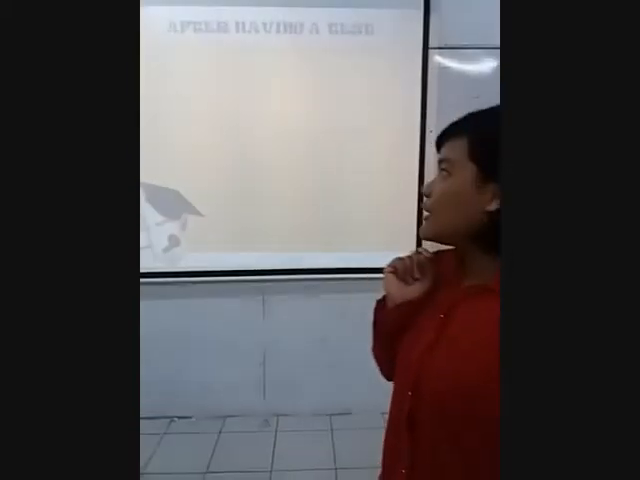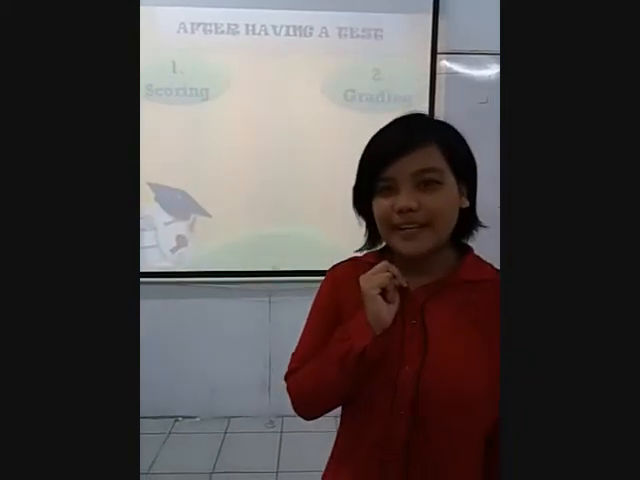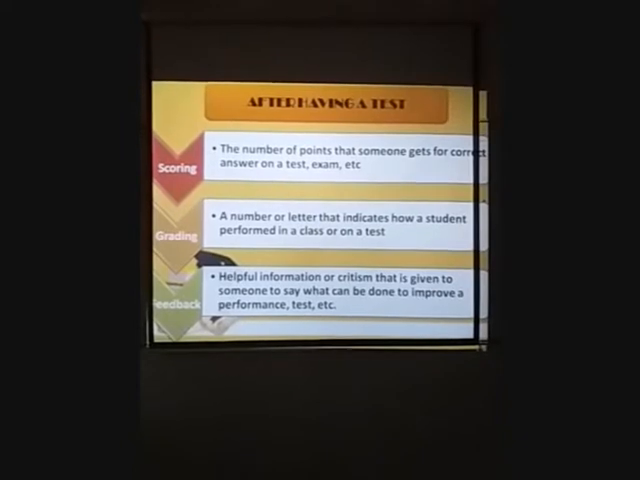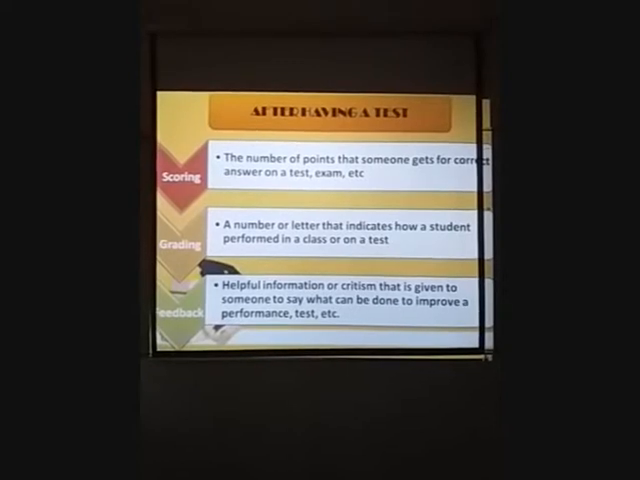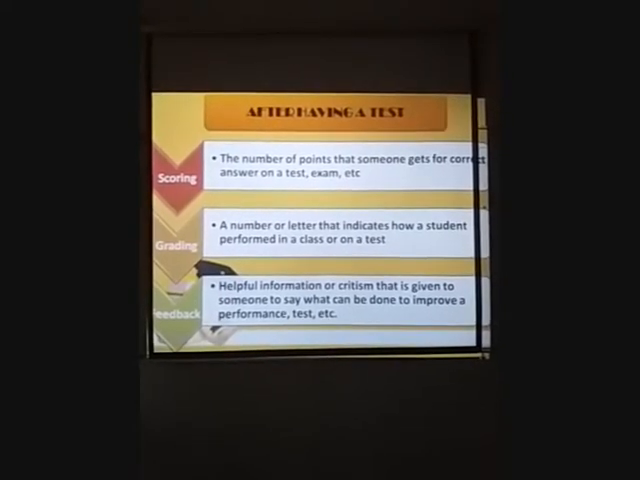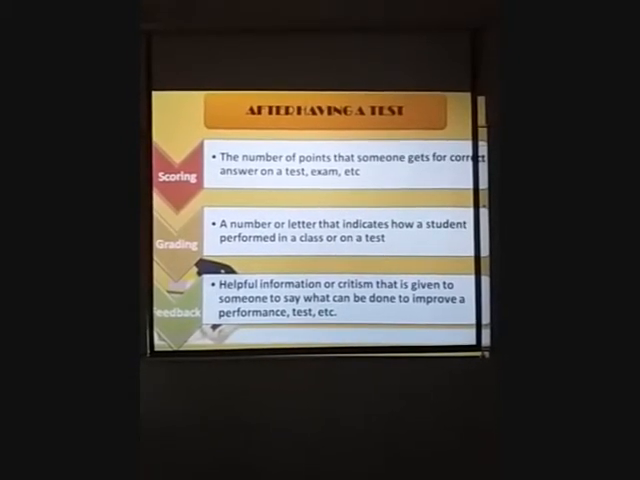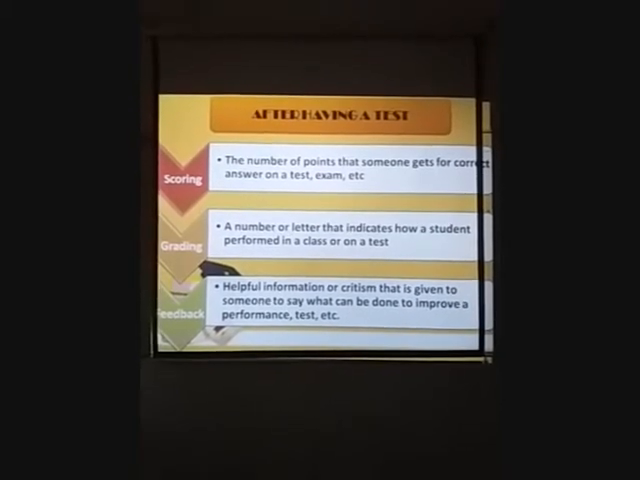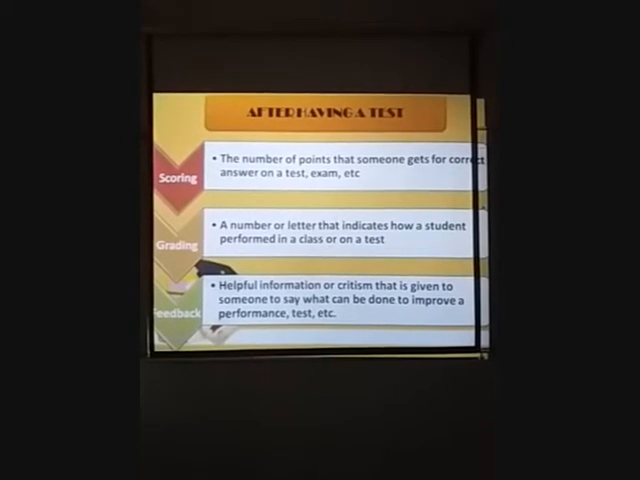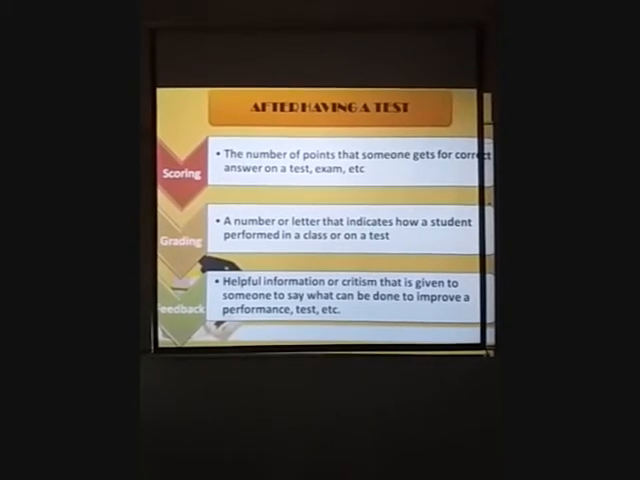Okay, after having a test, what should we do? The first is scoring, the second is grading, and the third is giving feedback. After having a test, first is scoring. Scoring is the number of points that someone gets for correct answers on a test, exam, etc. The second is grading. Grading is a number or letter that indicates how a student performed in a class or on a test. The third is feedback. Feedback is information or criticism that is given to someone to say what can be done to improve a performance, test, etc.